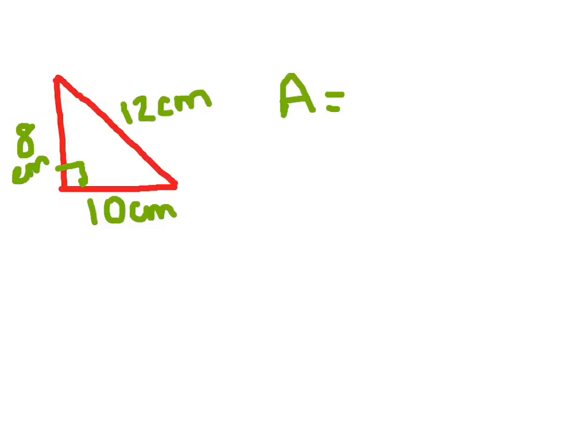Now let's label the sides. Let's say that this side is 8 centimeters. This side is 10 centimeters. And this is 12. Now, they're always going to throw the hypotenuse in there, even when you're doing area, because they want to confuse you. And they don't think that you know that for area you're not using a hypotenuse.